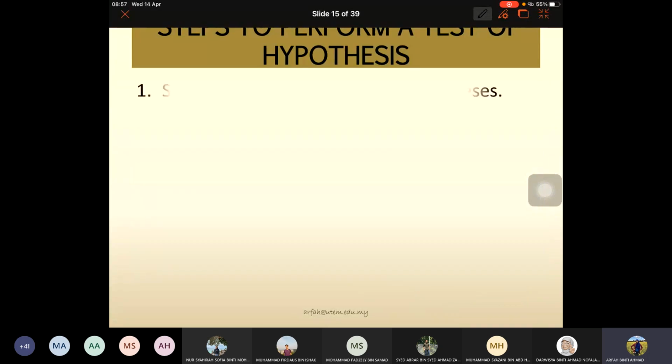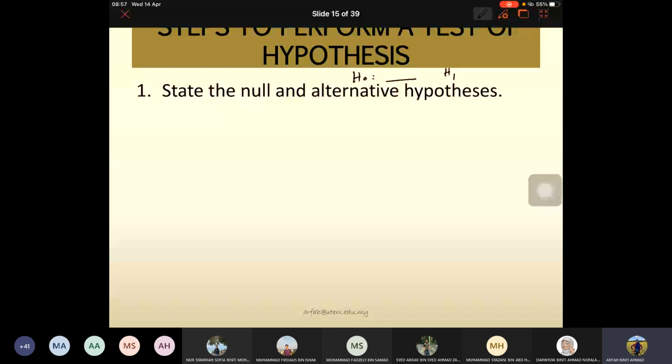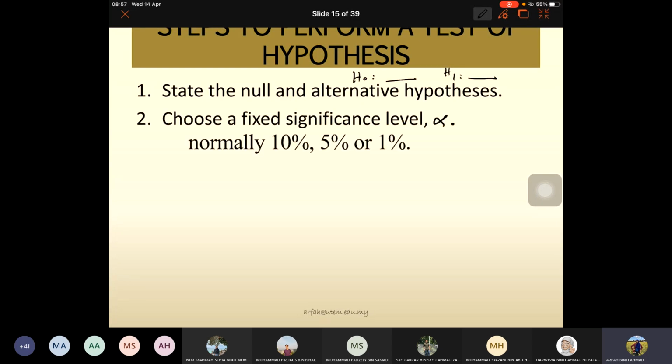So, these are the steps to perform hypothesis testing. So, first thing first, state the null and alternative hypothesis. That means nyatakan apakah awak punya H null dan apakah awak punya H1. So, kita nak guna tanda mana? Lebih besar ke, lebih kecil ke, atau sama dengan dan tidak sama dengan. Okay. Then, choose a fixed significant level that is alpha. Normally, kita akan ambil 10%, 5% atau 1%.